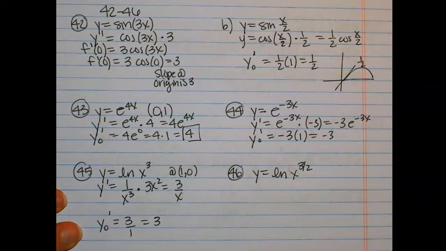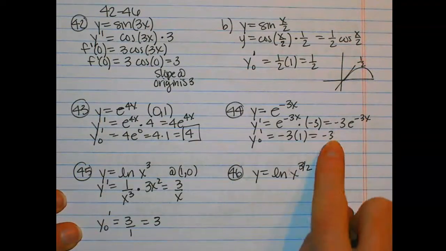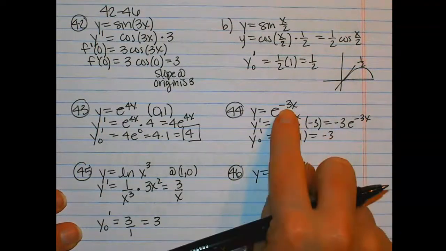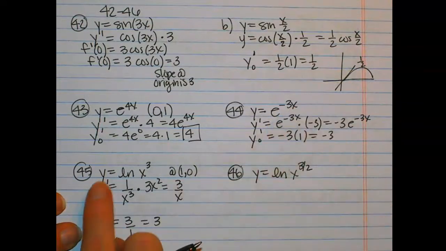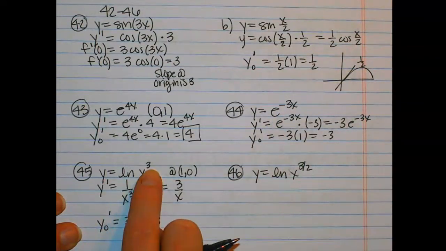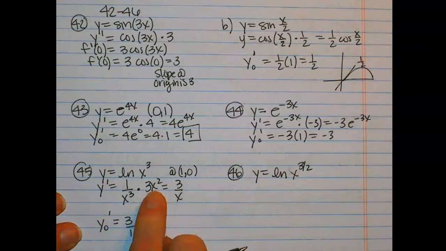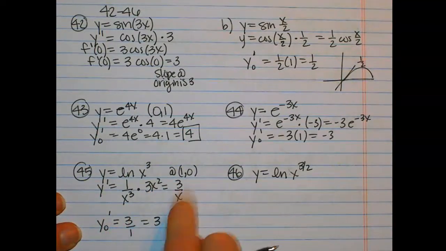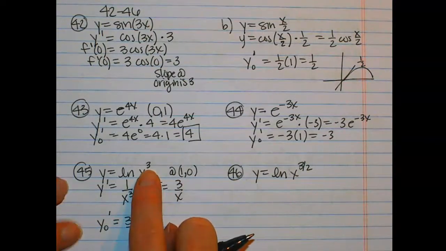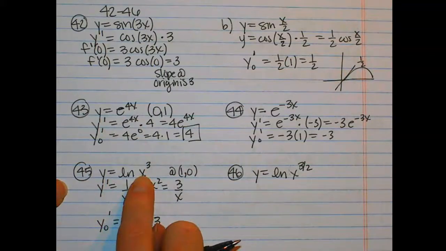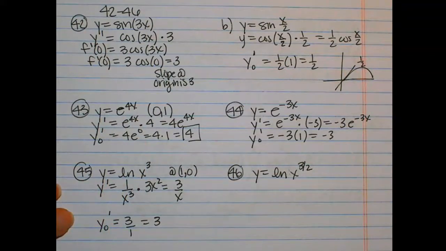44 is the same kind of problem, and so it's already worked out. I get the same -3 as the derivative of the baby here. Natural log of x cubed is going to be 1 over x cubed times the derivative of the baby, 3x squared. It simplifies to 3 over x. Plug in the 1, and this slope equals 3, which is the exponent here. So these are inverse functions, so that makes sense.